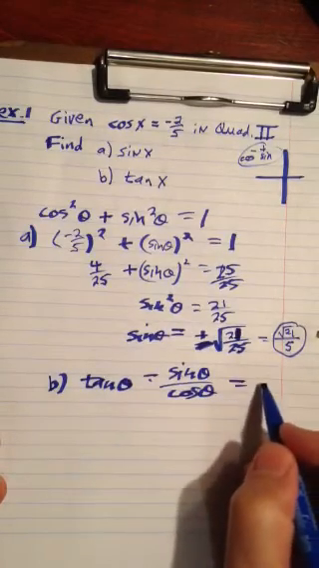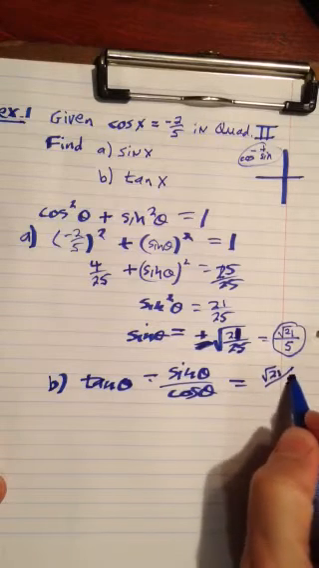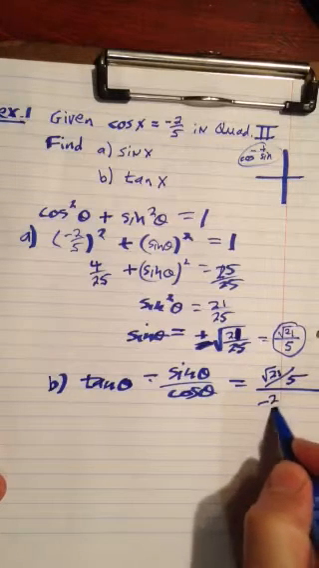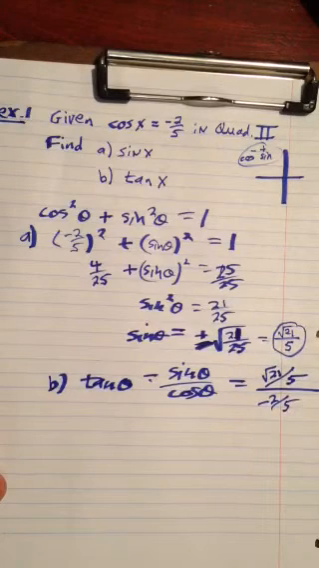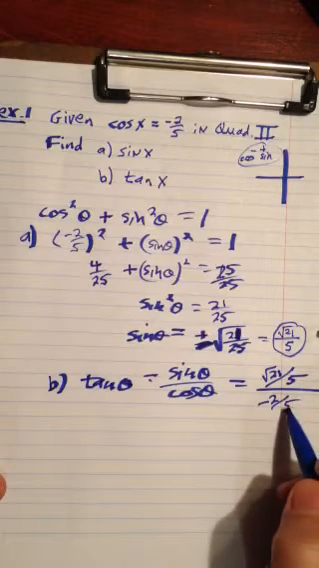All right, so we know that sine is square root of 21 over 5. We know that cosine is -2 over 5. Now, if you wanted to, you could flip this upside down and multiply and cancel out the 5s, but you could also do this little trick.